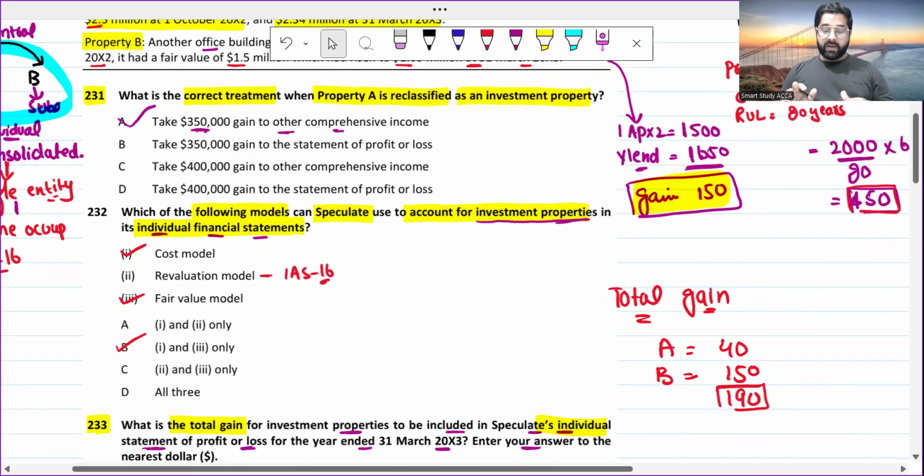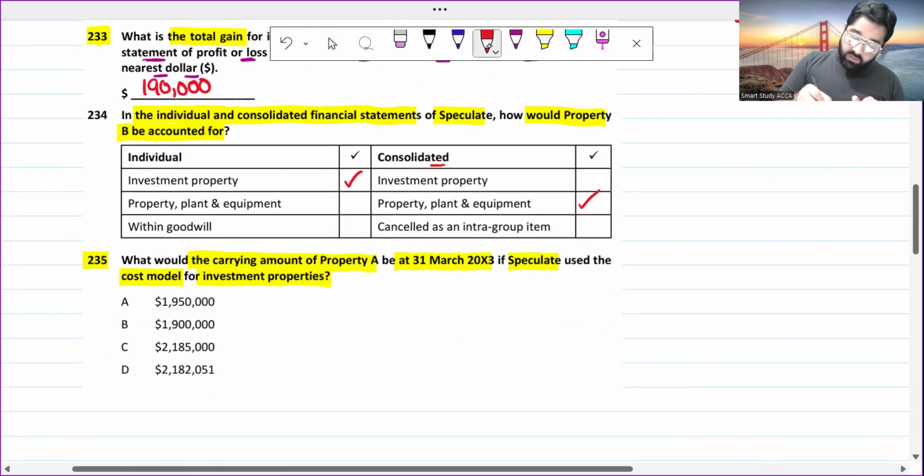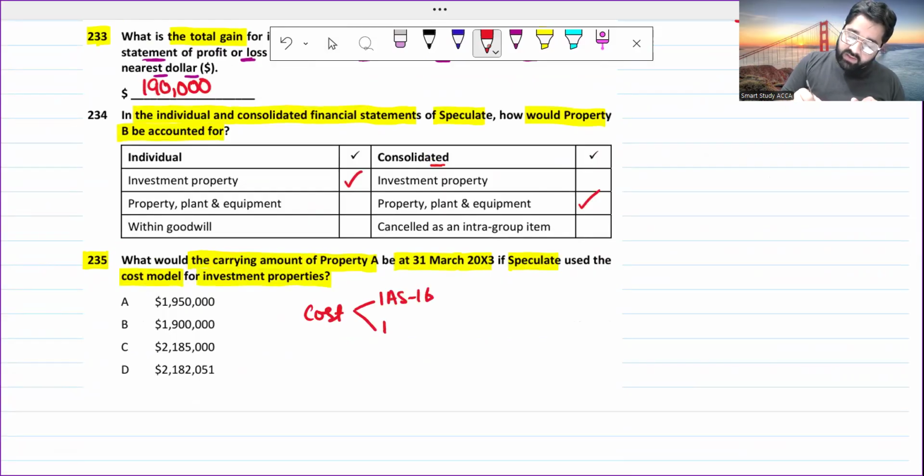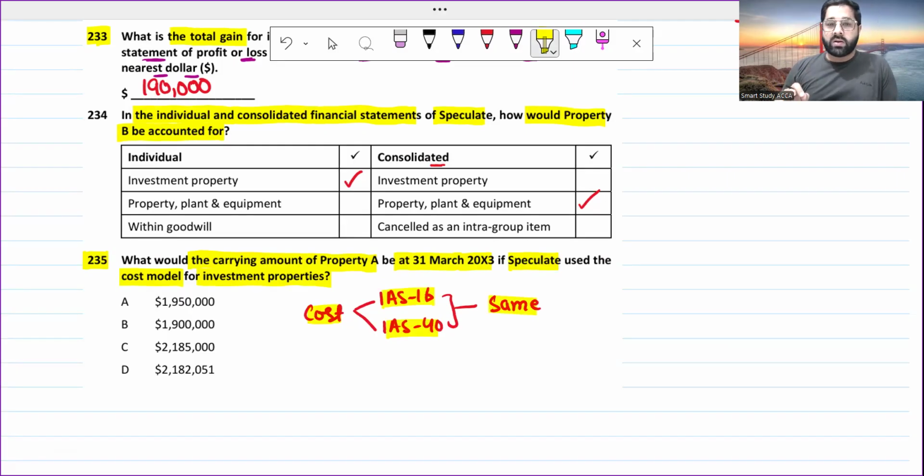Now remember one point, as you already learned from your lecture, that the cost model for both accounting standards, whether it is IAS 16 or IAS 40, is the same. You have to charge the depreciation and there is no upward revaluation or increase in the fair value of the property. So the cost model for both accounting standards is the same. You have to charge the depreciation and you always have to report the investment property at carrying amount, whether you are applying the IAS 16 cost model or the IAS 40 cost model. The same rules apply for both accounting standards under the same model.